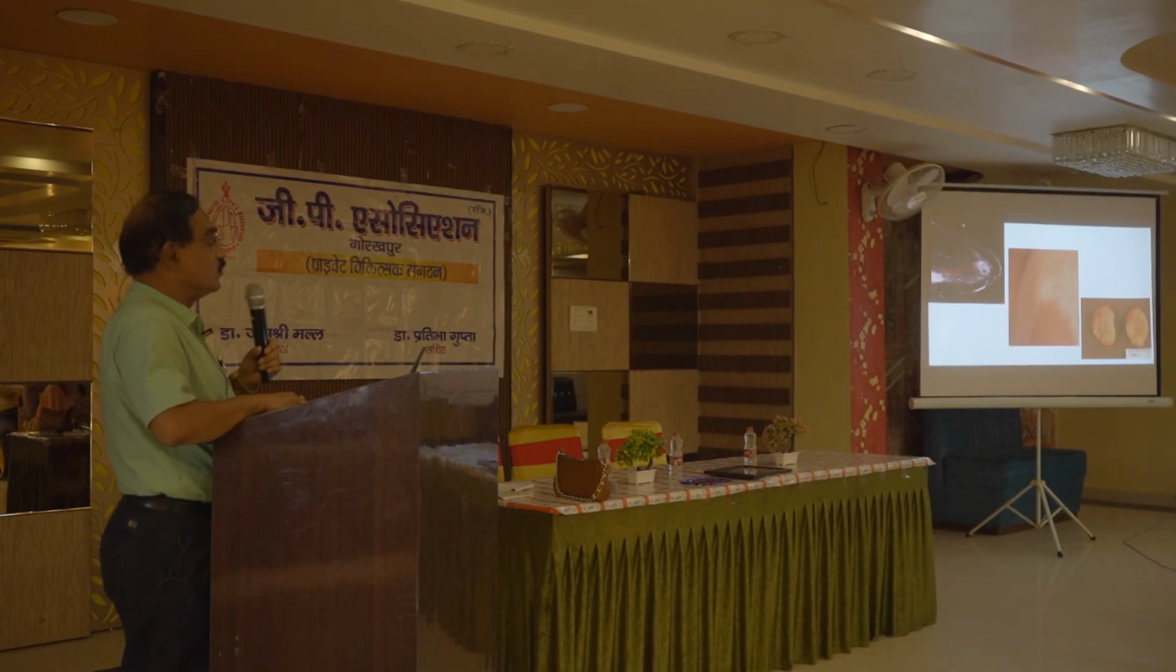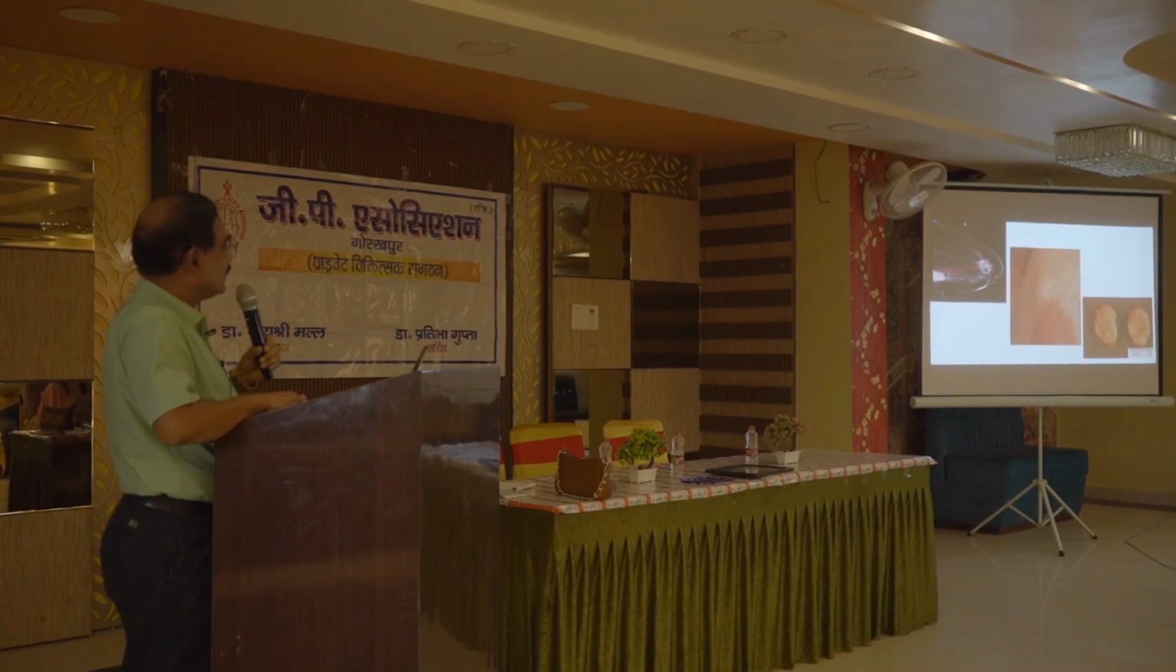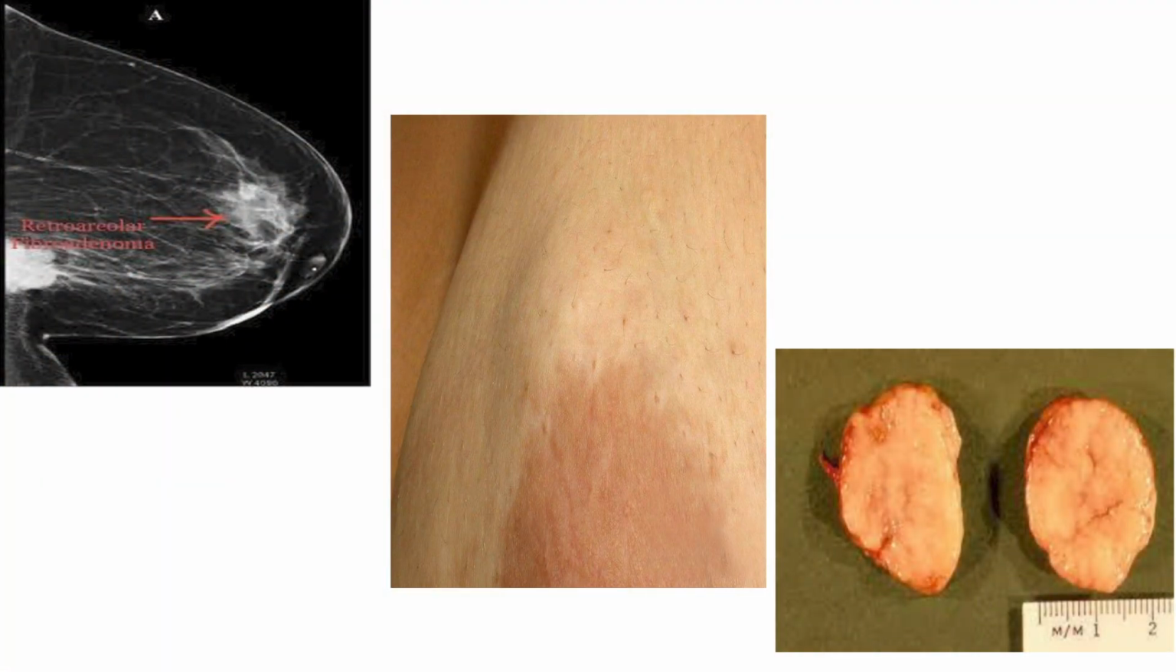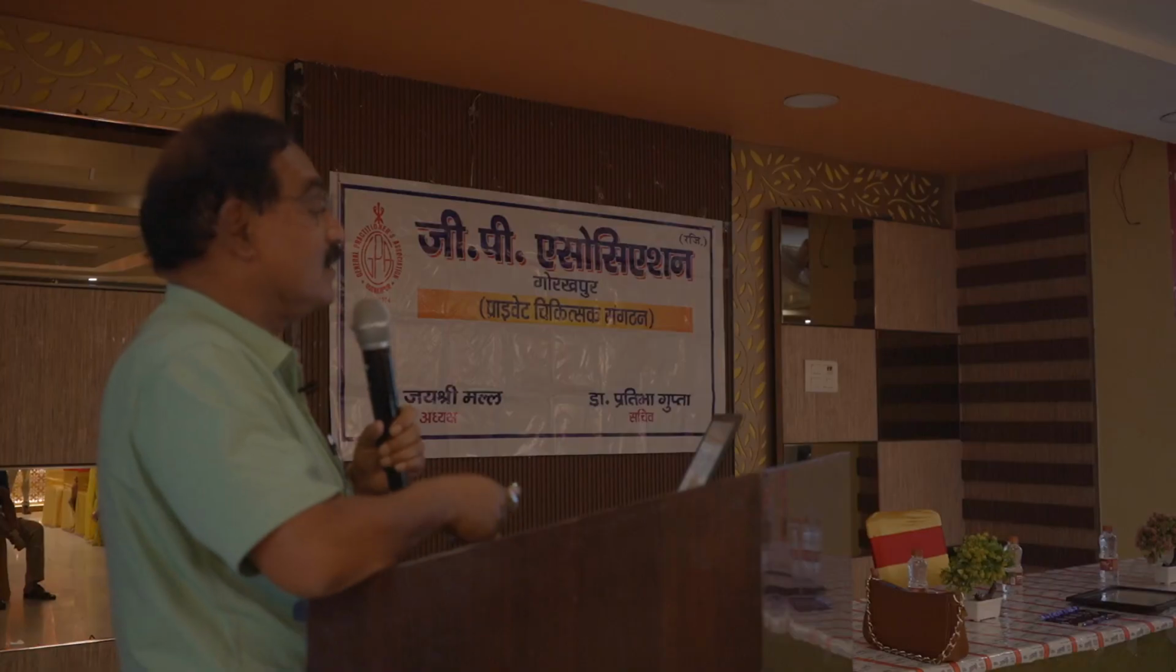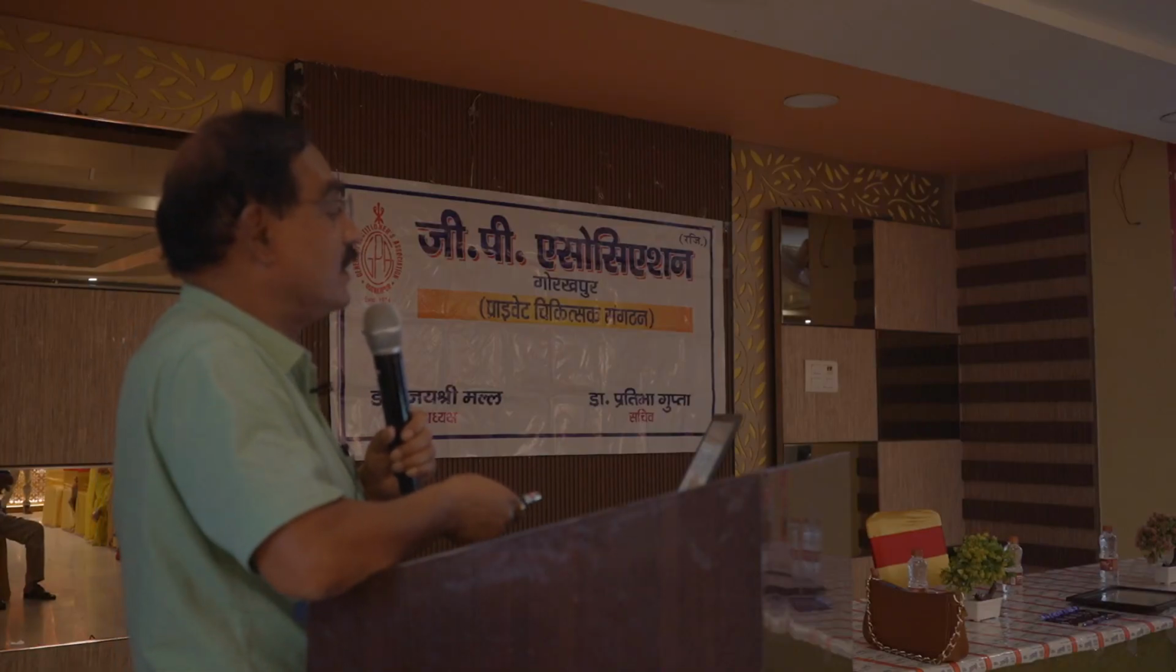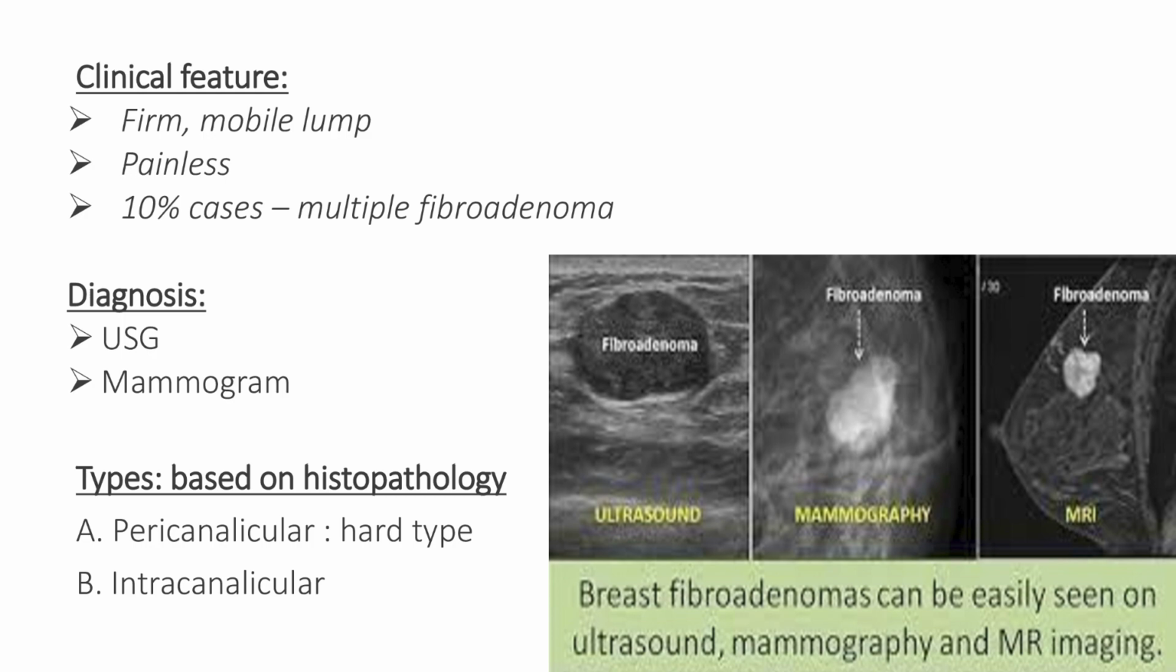You see a few photographs I have mentioned in the slide. This is the mammogram, and this is how fibroadenoma looks, the whitish structure in the breast. This is another specimen; you can see the lump here in the clinic, and the excised specimen. Clinical features of fibroadenoma: it is a firm, mobile, painless lump, and only 10% of cases have multiple fibroadenomas.